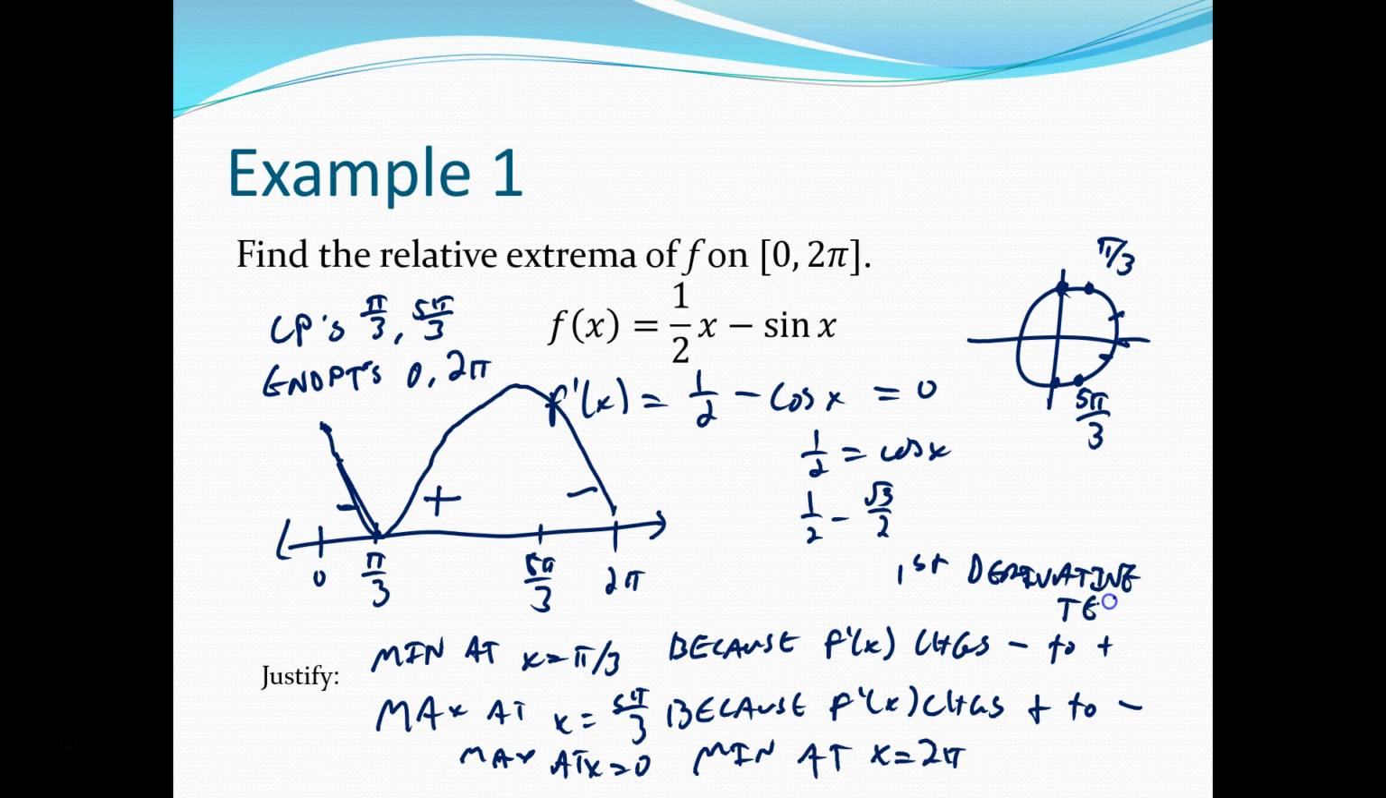So when you're writing on your AP problem, you can say there's a minimum at x equals pi over 3 because of the first derivative test, which says since f prime of x changes negative to positive, that's where we have a minimum. So first derivative test is a nice thing to throw in there just to say, hey, I know what's going on here. You can't just show the number line. You have to either say f prime of x changes, or you have to mention the first derivative test.